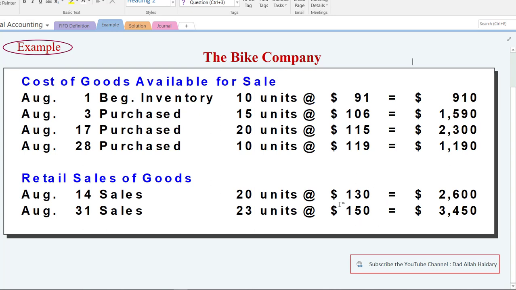This is the selling price. And next one, on August 31st, again there are sales. 23 units are sold with the cost of 150 USD, which is equal to 3,450. Now, students, this is our question. This is the question which we have, and we are going to solve this question with the method of FIFO.